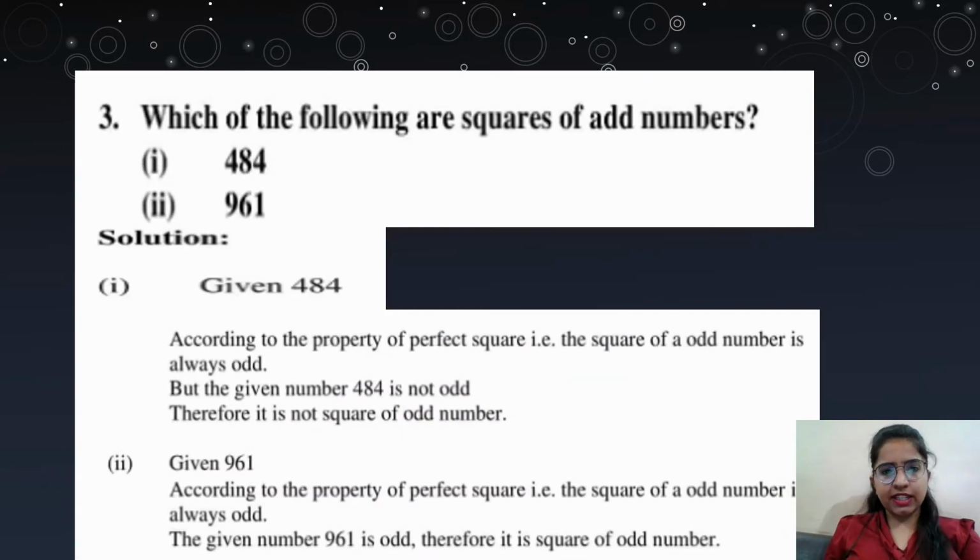So coming to the next slide, students. The question is, which of the following are squares of odd numbers? 484 is given to you. So 484 is an even number, right? So how will this be the square of an odd number? No. This will not be a square of an odd number. If this is even, then this will be the square of an even number only. Now we can say that this is not a square of an odd number. The second number is 961. 961 is odd itself, right? And if it is odd, then it is a square of an odd number only.